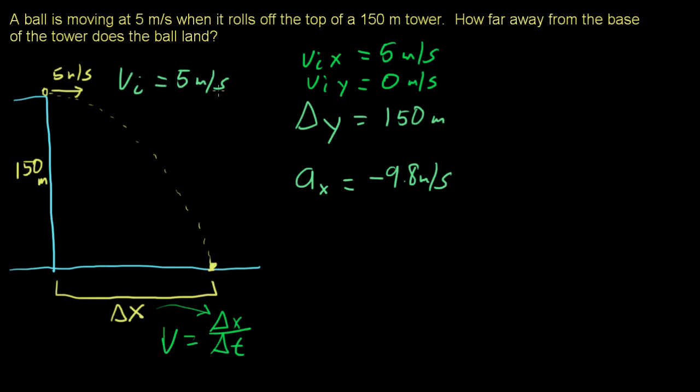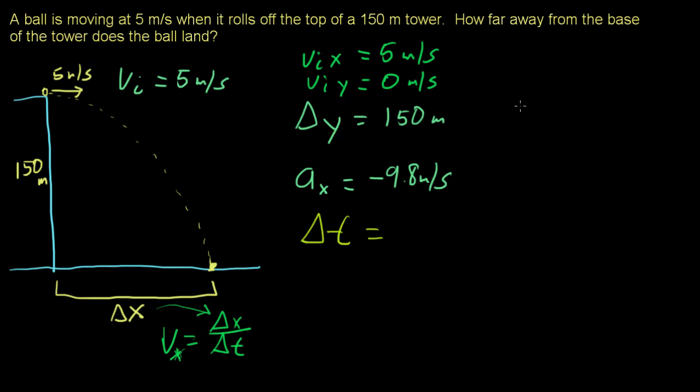So since we know vx, which is constant in the x direction, if we knew t, we could figure out how far it went, but we don't know t. But we can figure it out. How can we find out delta t? Well, we happen to know a bunch of information in the y direction. We know the initial velocity in the y direction, which is 0, because it just rolled off the top. We know the displacement in the y direction, and how far it has to fall. And we know the acceleration in the y direction.